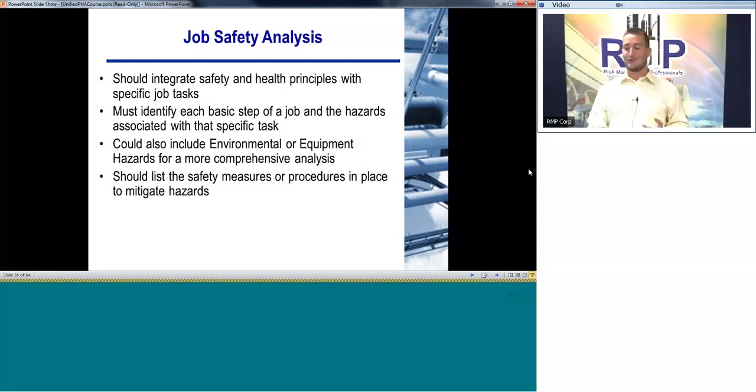Things like that. Also, night ops, working at night, lighting, things you want to take into consideration, but those are special cases. Also, a JSA should list the safety measures or procedures in place to mitigate those hazards. So once you identify the task and the potential hazard consequence, you want to identify some safeguards to mitigate that from ever occurring. Moving forward.